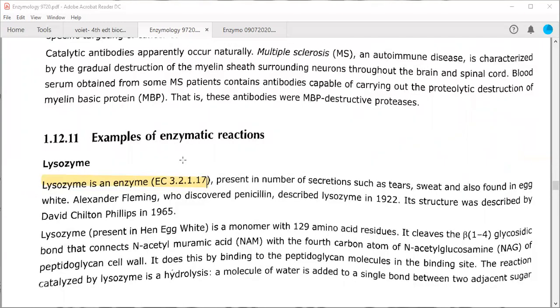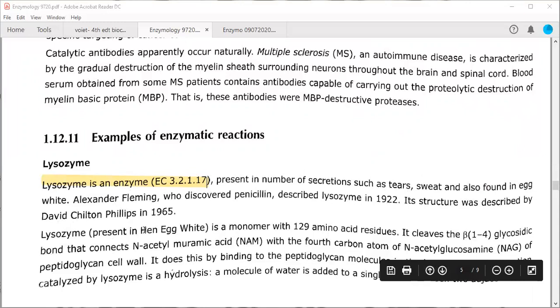Lysozyme has this particular number in the Enzyme Commission. It is present in secretions, for example in our tears and sweat. It is also found in egg white, so lysozyme can be obtained from so many places. Alexander Fleming, who discovered penicillin, also described this enzyme lysozyme in 1922. But the structure was described by another scientist, David Chilton Phillips, in 1965.